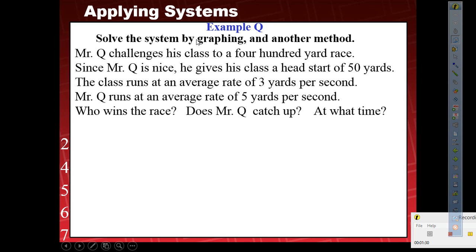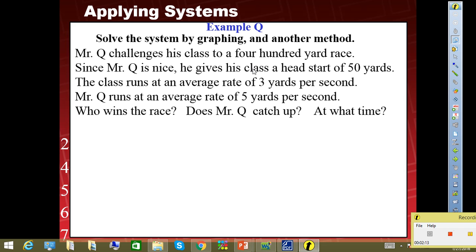Example Q: solve the system by graphing and another method. It says, Mr. Q challenges his class to a 400-yard race. Since Mr. Q is nice, he gives his class a head start of 50 yards. The class runs at an average rate of 3 yards per second. Mr. Q runs at an average rate of 5 yards per second. Who wins the race? Does Mr. Q catch up? At what time? Copy that, and then we're going to do this one together.